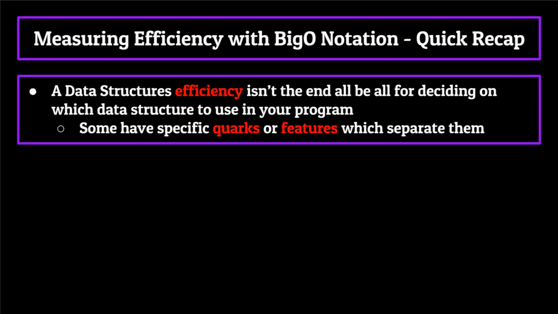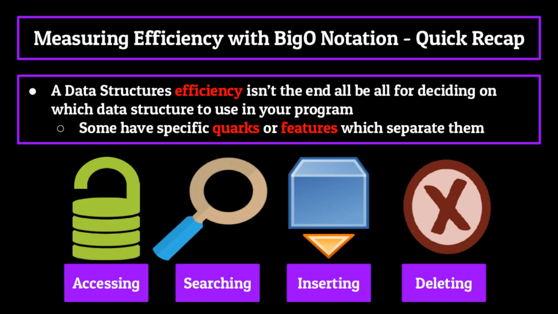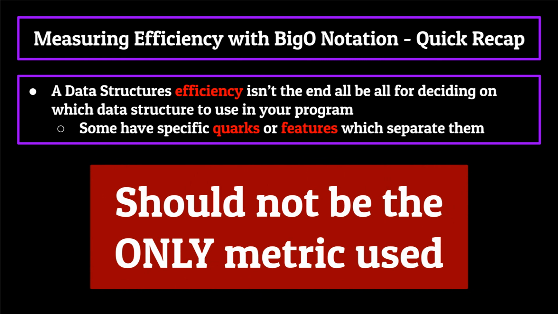Now it's important to note that this isn't the end-all be-all for deciding on which data structure to use in your program. As you'll see as this video progresses, many of the data structures were structured with specific quirks or features which separate them from the rest and provide additional functionality. Big O notation is incredibly useful and something that you should definitely take into consideration when determining which data structure to implement into your program, but it should not be the only thing that you use.